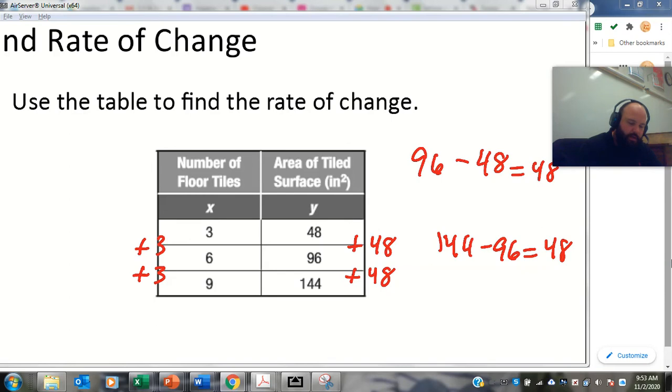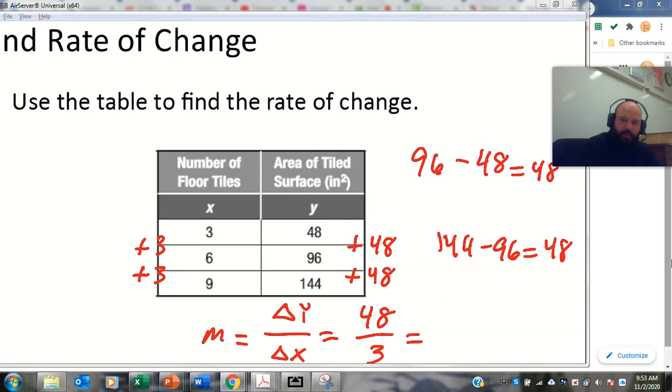And so to get our slope, that's going to be our change in y over our change in x, which is 48 over 3. Now in simplest terms, both of those can be divided by 3. So you would get 16 over 1, which means the area tiled, this is the surface area, this is the number of tiles. So you can see that the area increases by 16 inches squared every time we add a tile.